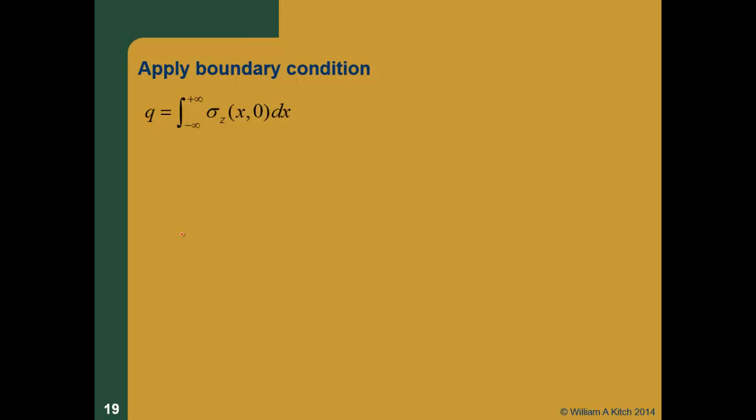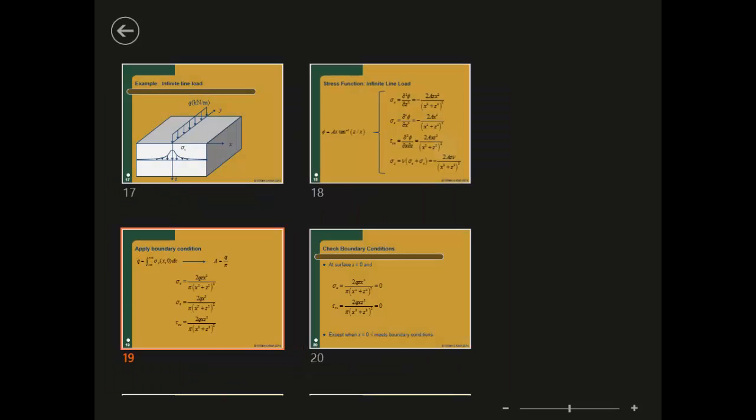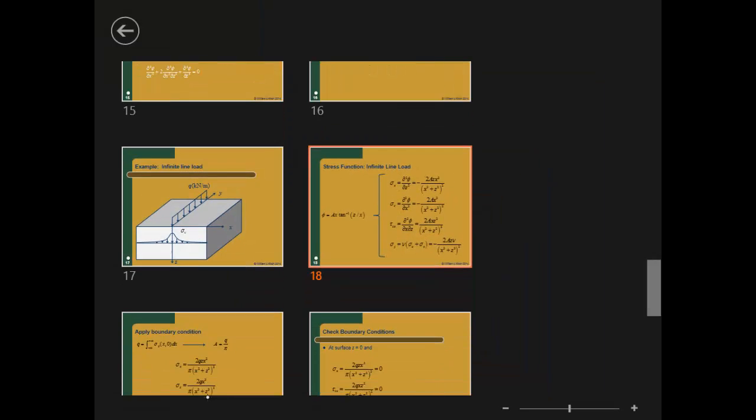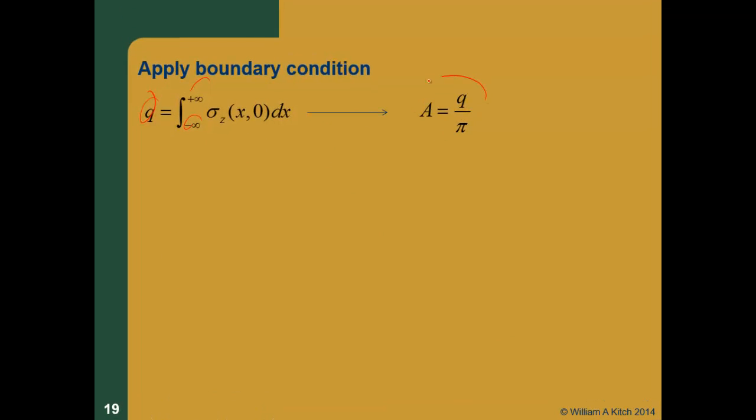My boundary condition is really that if I integrate sigma z for z equals 0 along x, from x equals 0 to infinity, I've got to get q, because that was the boundary condition. If I do that, the only way I can make that happen is if A is equal to q over pi.